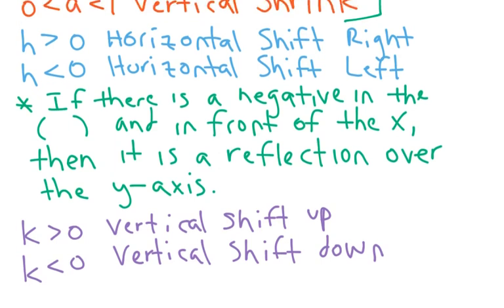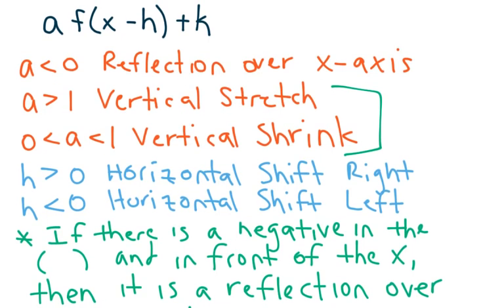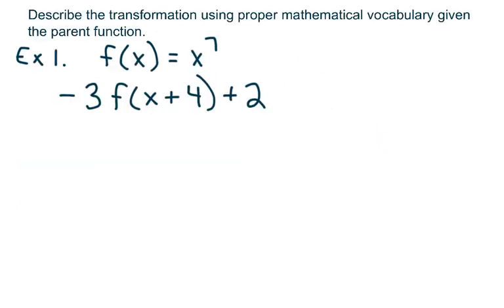Okay, so these are all the different transformations that could occur, and it's using the proper mathematical language. Now, the only thing that I don't have are obviously numbers after these little characteristics, these transformations. So let's get into an example, and I'll show you guys how to write this. So for example 1, we're going to describe the transformation using proper mathematical vocabulary given the parent function. So the parent function in this case is f of x, and it's x to the 7th power. Now we really don't care what degree it is, we only care what transformations occurred. So instead of giving you guys the messy formula right here, we're just going to give you the numbers that take place on the f of x.